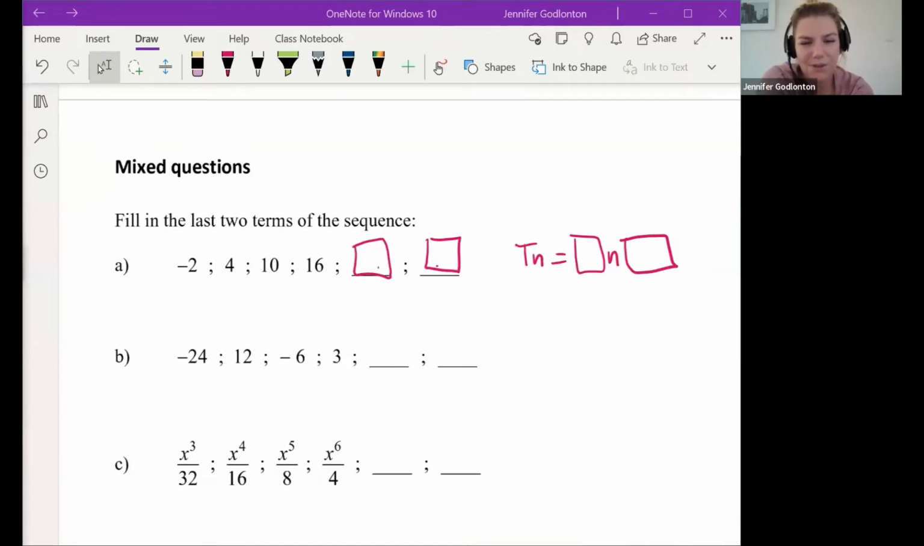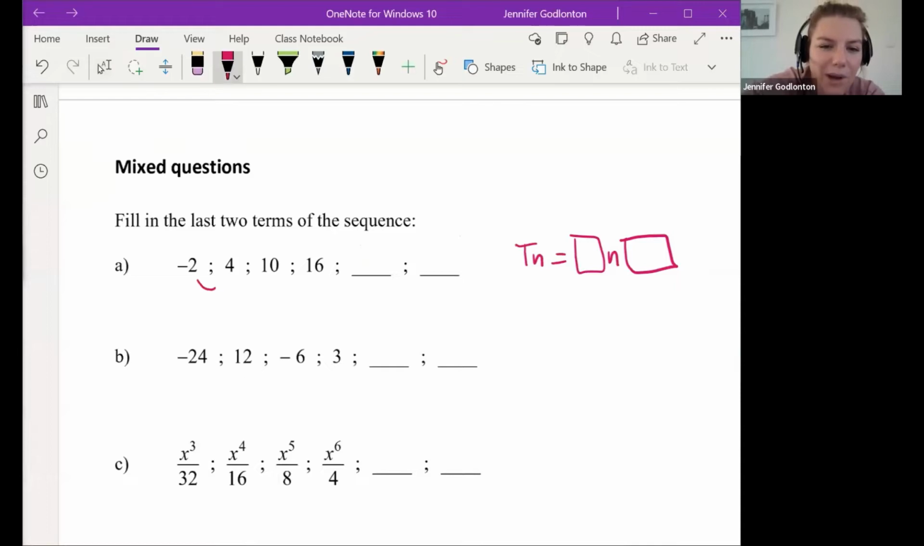Okay, so we seem to all be in consensus about what numbers are going to come next. To get from one number to another here, we are plussing 6 each time. So 16 plus 6 is going to give us 22, and 22 plus 6 is going to give us 28. So we've got our last two terms of the sequence. That's our first go.